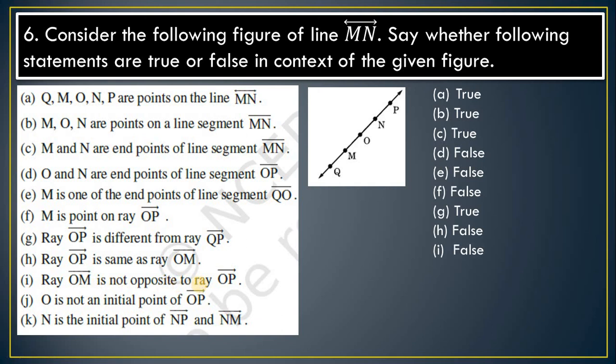Then J: O is not the initial point of OP. Clearly false, because O is the starting point here. N is the initial point of NP and NM. Clearly here N is the starting point, so it is true. So in this way, by their names only, you can solve that, but in some questions you have to see the diagram also.